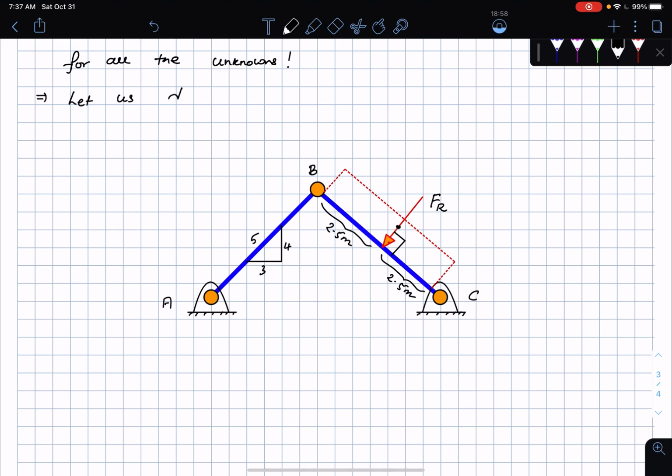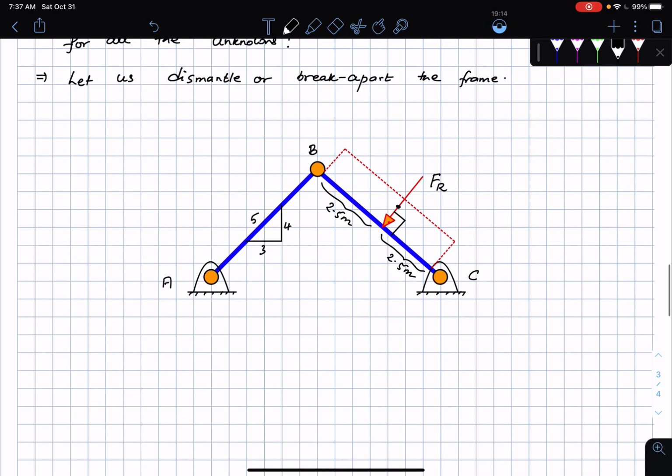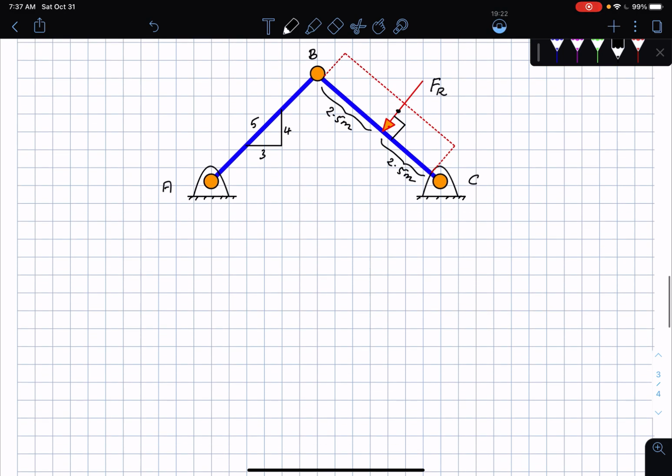Let us dismantle, or break apart, the frame. If I break apart the frame, then I'm going to have the bar AB, the bar BC, and the pin at B, and then support reactions at A and C, which correspond to those pins. And that's precisely what I'm going to be drawing.